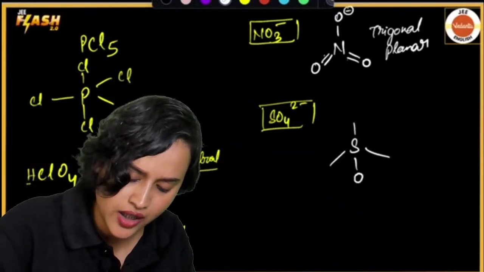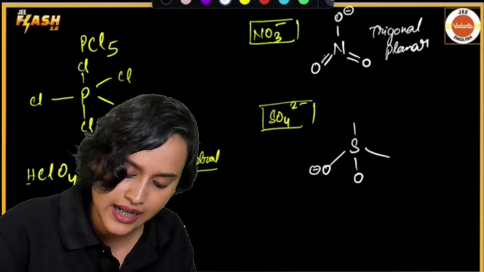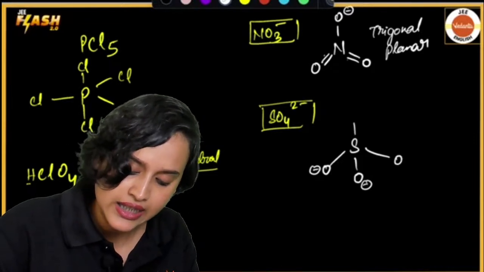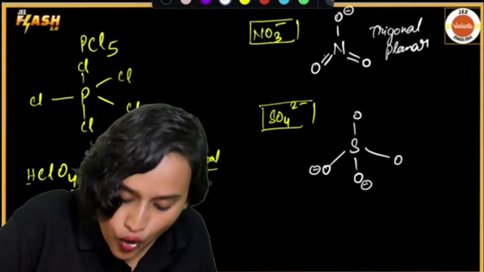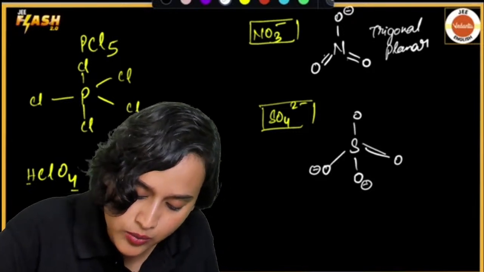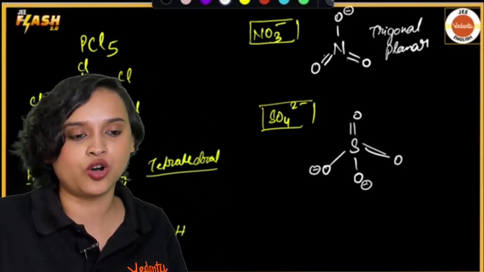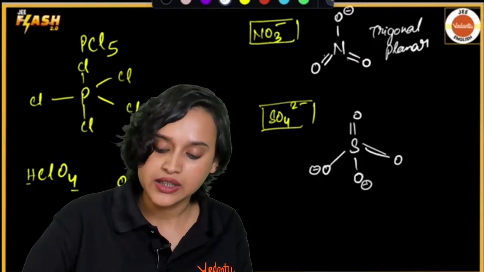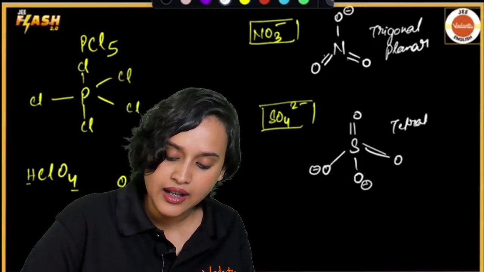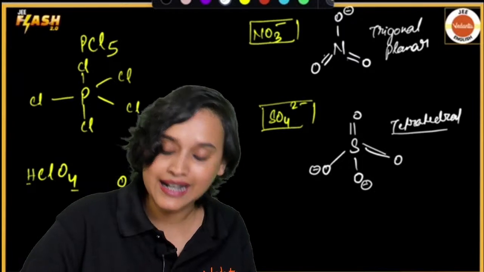So let me put it here. Let me put one here, and let's say that these ones will have negative charge. This and this oxygen are here. So obviously this will form a double bond and this will form a double bond. So here, what will happen? This will become tetrahedral.